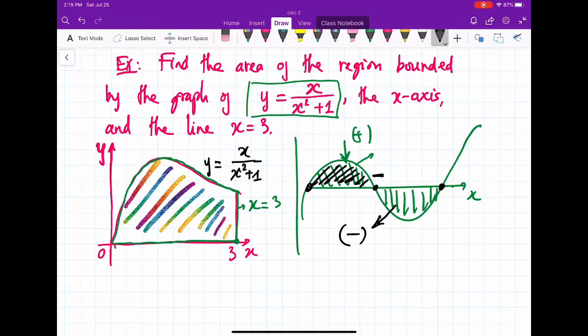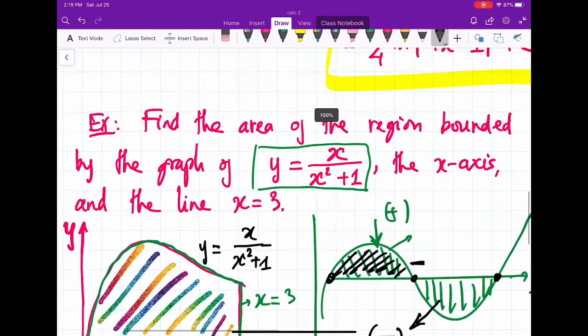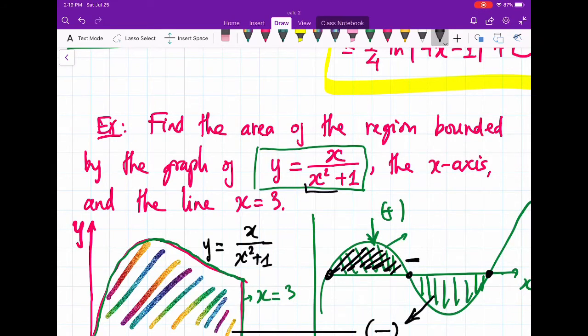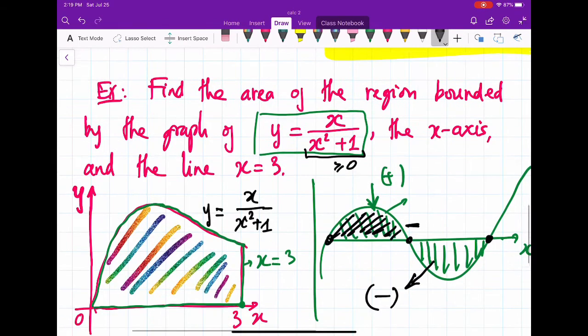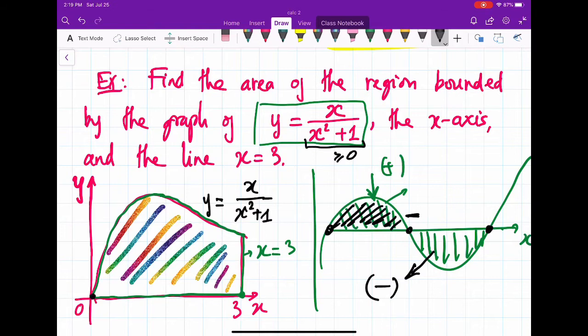On the top, you have x. In the bottom, you have x squared plus 1, right? X squared plus 1 is always positive, which is good. You see? And when x equals 0, the function is 0. And when x is bigger than 0, the function is always positive, because x squared plus 1 is already positive. So when x is positive, the function is positive. That means the graph of the function is always above the x-axis.